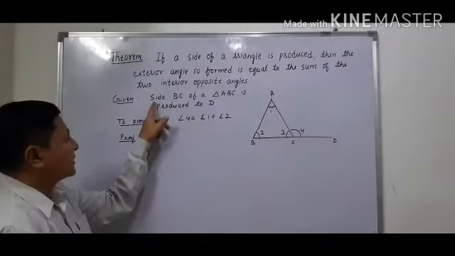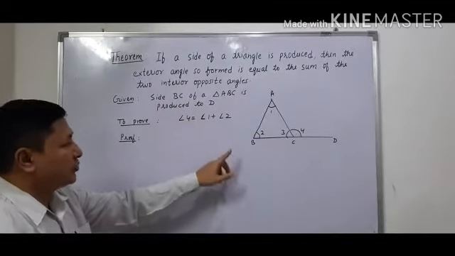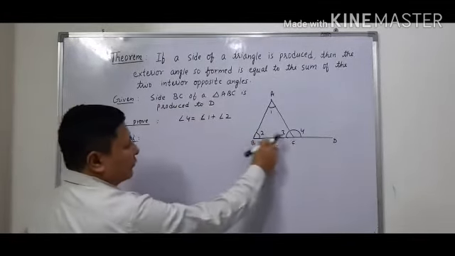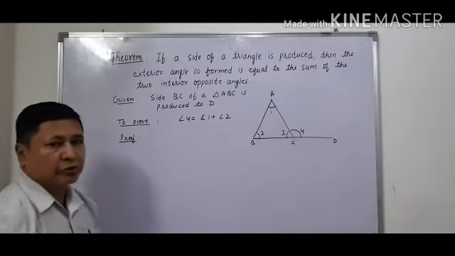Now what is given? Side BC of a triangle ABC is produced to D. BC is produced to D. And what do you have to prove? We have to prove that angle 4 is equal to angle 1 plus angle 2.